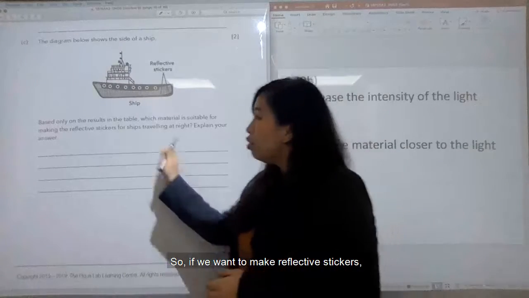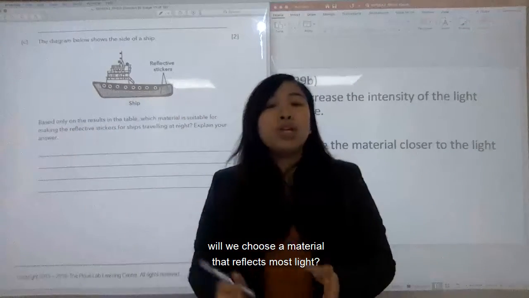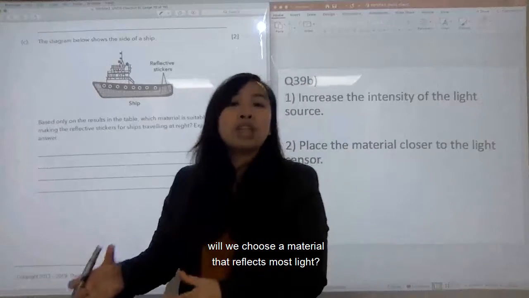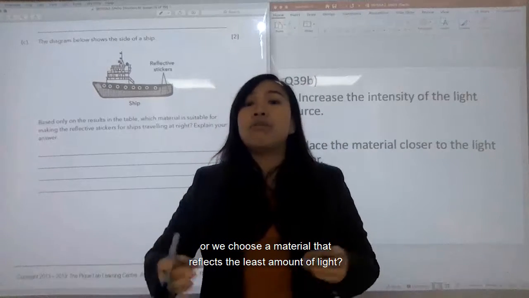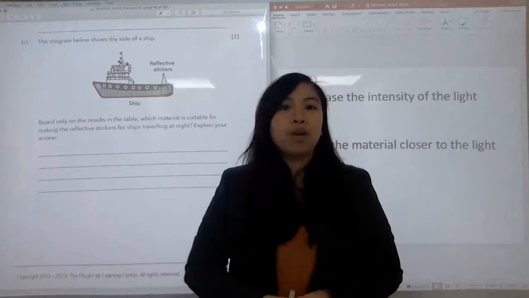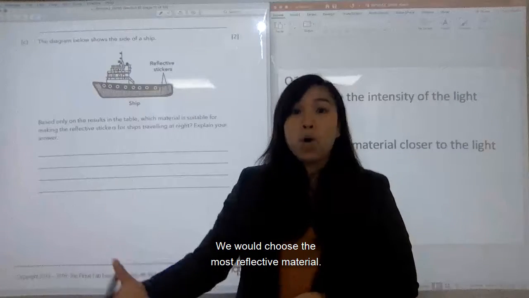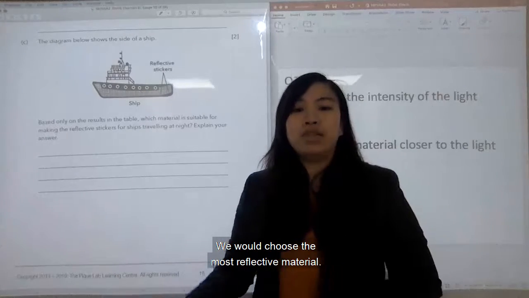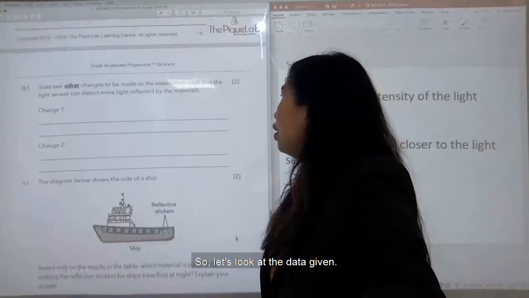So if we want to make reflective stickers, would we choose a material that reflects most light, or will we choose a material that reflects the least amount of light? We would choose the most reflective material. So let's look at the data given.